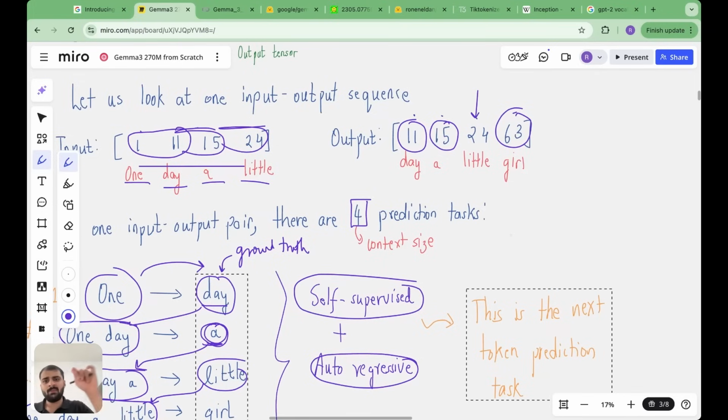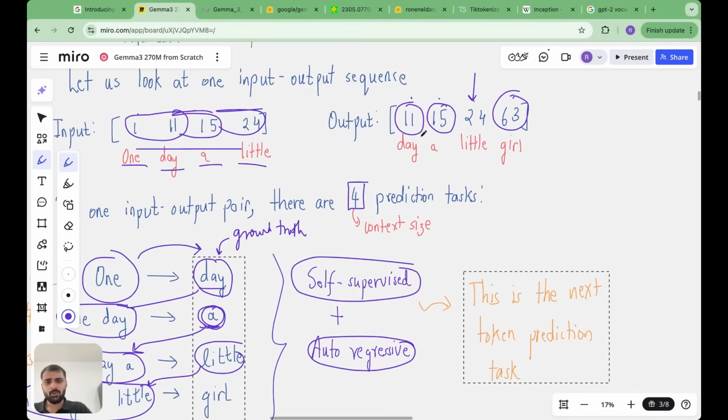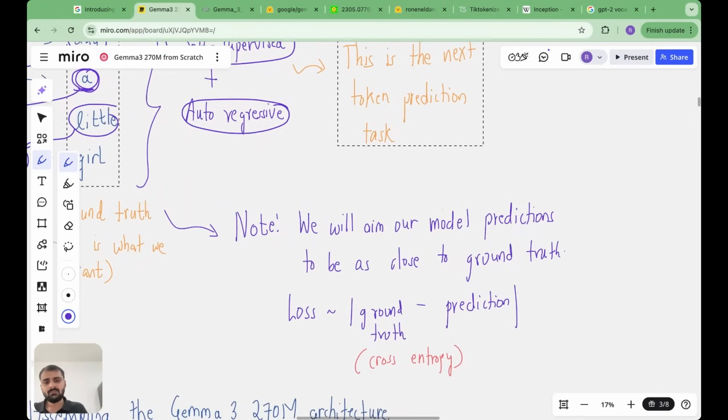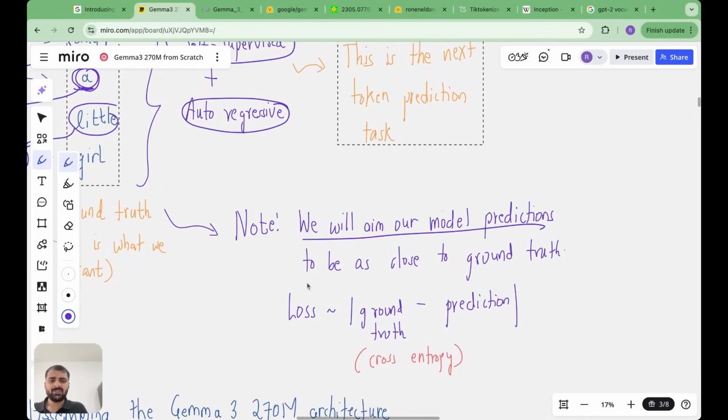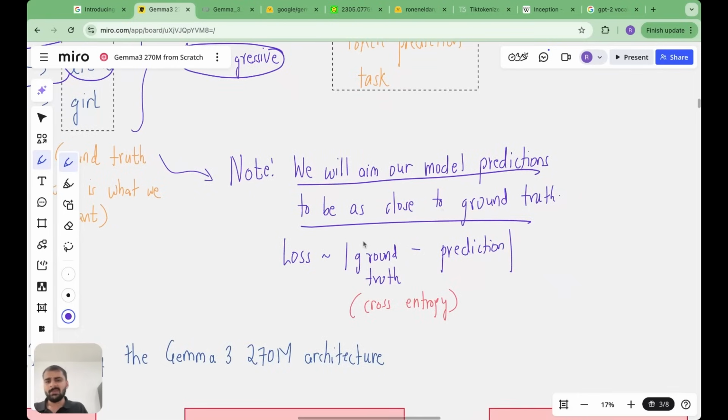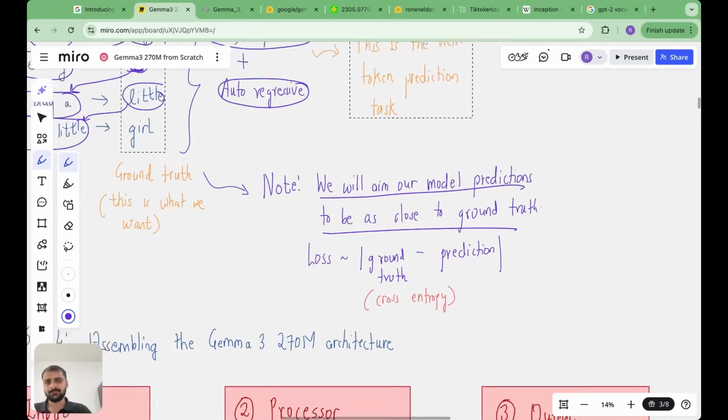So in back propagation, we will train the parameters so that the output starts looking as close to the ground truth as possible. So we will aim our model predictions to be as close to the ground truth as possible. And then the loss will be some measure of the ground truth minus the prediction. That's the cross entropy loss.